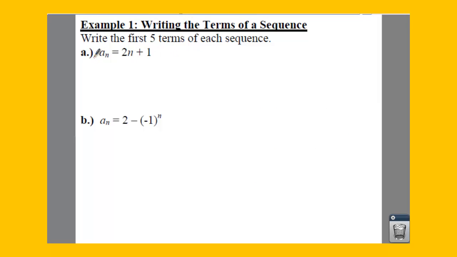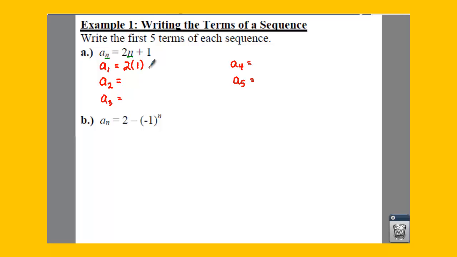So what we're going to do is write the first 5 terms of each sequence. When we write out each term, we would say it's an a sub 1, an a sub 2, an a sub 3. There are the first 3 terms. So we're going to need an a sub 4, and we're also going to need an a sub 5. Notice your n is your number of terms. So whatever term it is, that's what you plug into your expression.